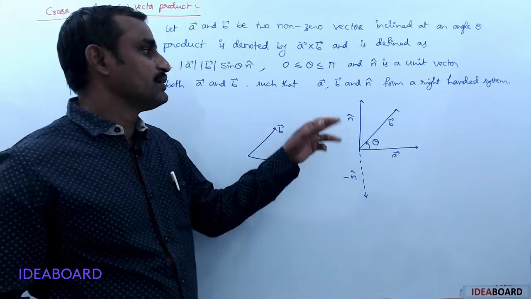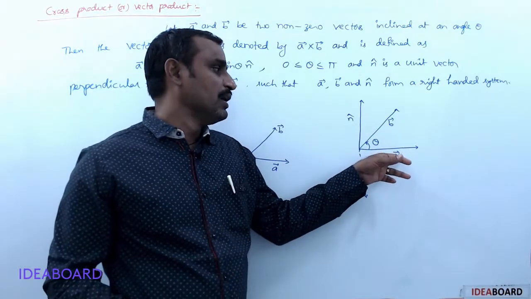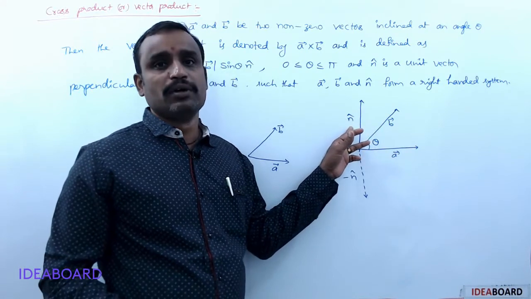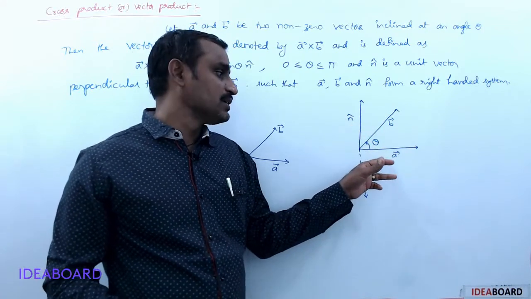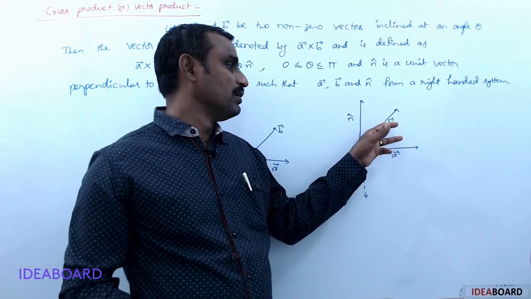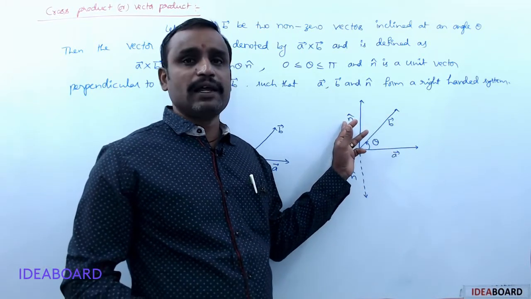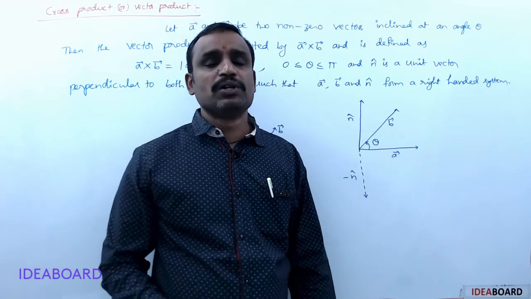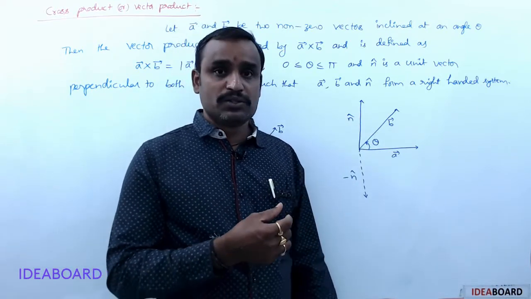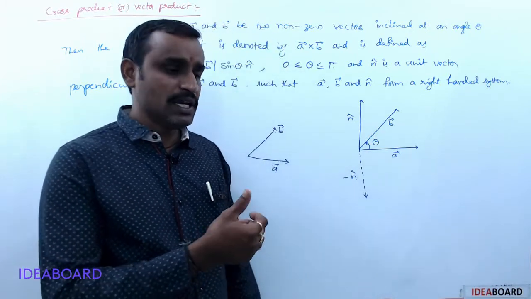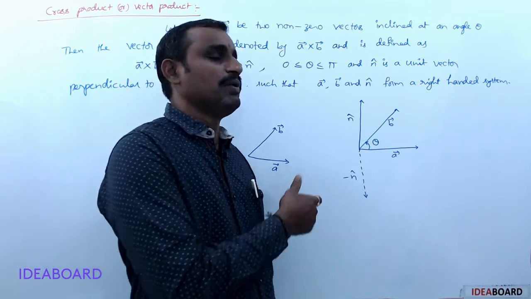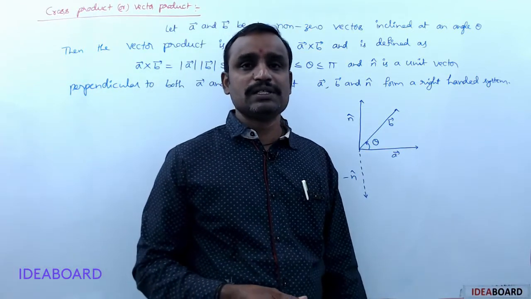Right-handed system means that rotating from A bar to B bar, the motion is in the direction of n cap. That is like when you are fitting a screw, which direction does it go? The right-hand direction. The same procedure is applicable here also. So this is the definition.